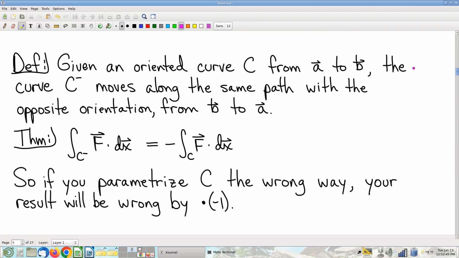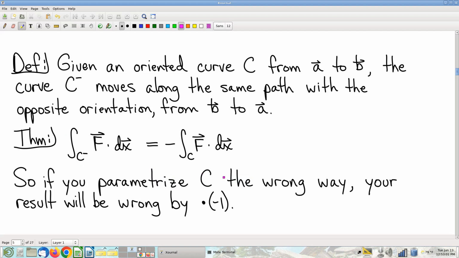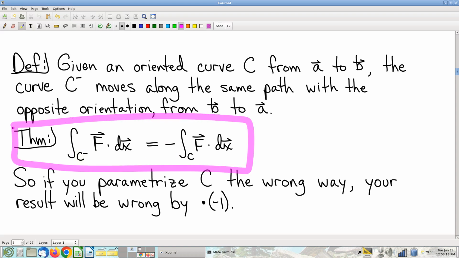The glass half empty point of view on this theorem is, if you parameterize wrong, you're going to get a wrong answer. That's the pessimistic, the negative view on this, right? The positive view on this is, hey, for whatever reason it might be easier to parameterize backwards, go ahead. Just realize that your answer is going to be off by a minus sign, which is easily accounted for. So you could think of this theorem as actually not just a warning, but an alternative computational tool. And I think that's a nice point.